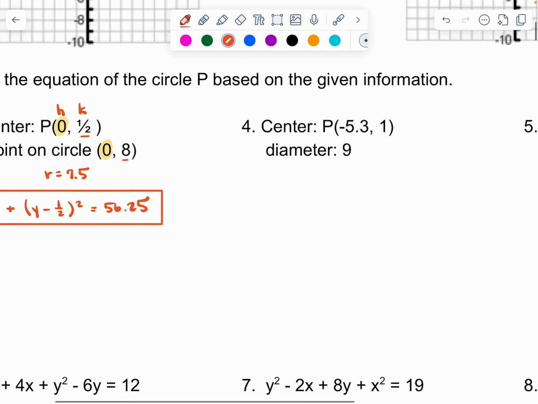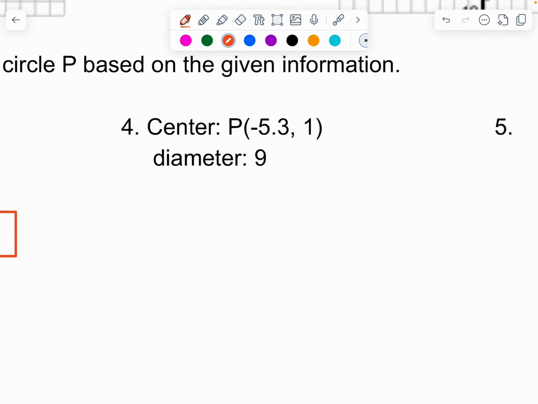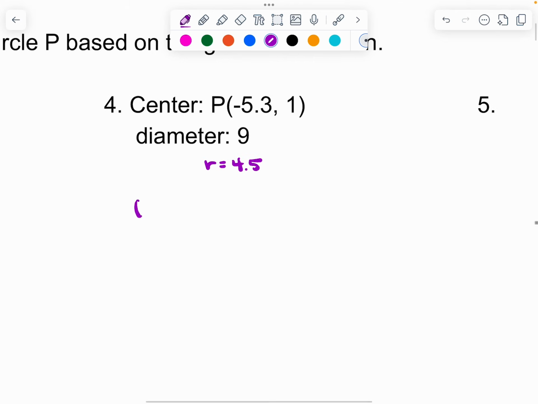All right, over here, we are clearly given the center as -5.3, 1, and the diameter. Okay, well, obviously the diameter is not what we need. We need the radius, and we know the radius is half the diameter. So that's a nice, easy one to find. So now we can just put everything in. So it's going to be x plus 5.3 squared, because we're putting a negative behind a minus sign, so the double negative changes it to a plus sign. Plus y minus 1 squared. And then we need the 4.5 squared, which is 20.25.